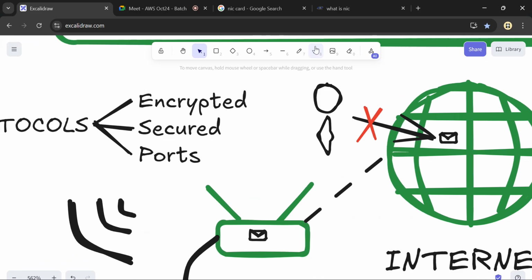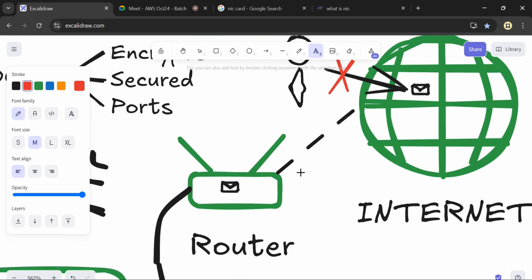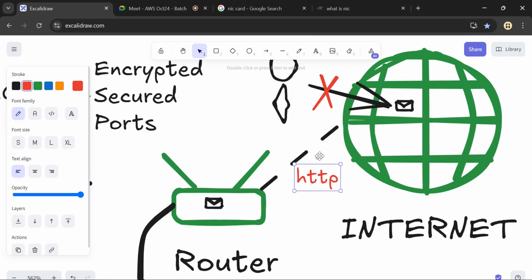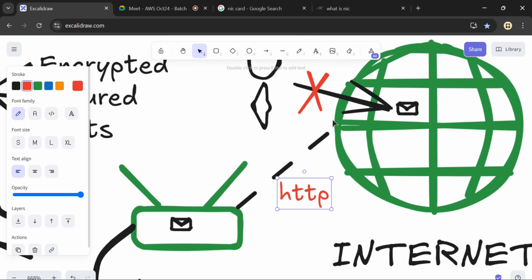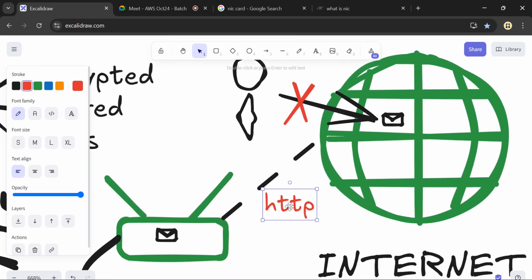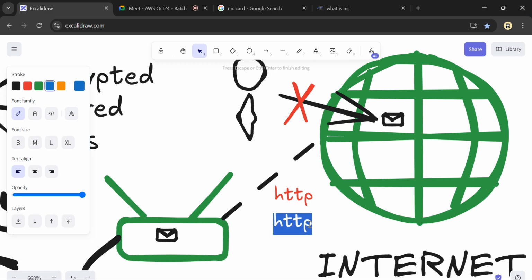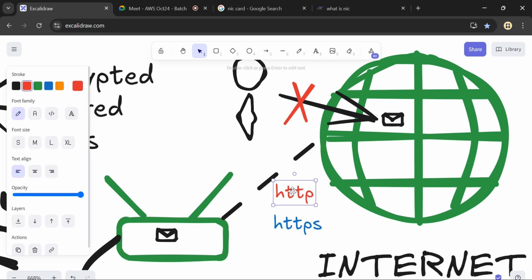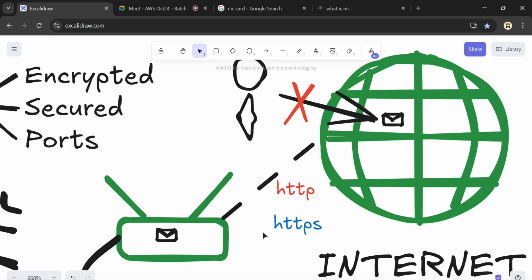Now here comes the important part: if this communication is established via the HTTP protocol, then there are high chances that the attackers will be able to access your messages. HTTP is kind of a protocol, a rule that is followed in networking. And another protocol that I have told you about is HTTPS, right? And we have already discussed the differences between HTTP and HTTPS.